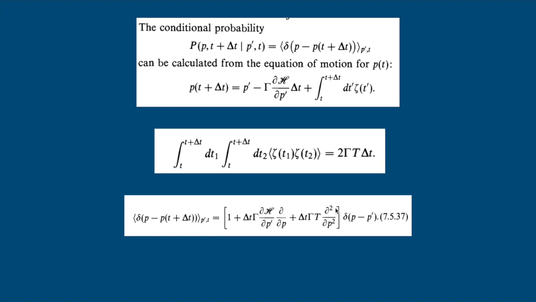So basically we have the integral of the average of the zeta correlation between t1 and t2, that is angle bracket zeta(t1) zeta(t2). If we integrate it over both t1 and t2, we will get 2 gamma capital T delta t. Terms higher order in zeta are higher order in delta t, because zeta is a Gaussian random variable, and averages of products of zeta can be expressed as products of the variance.